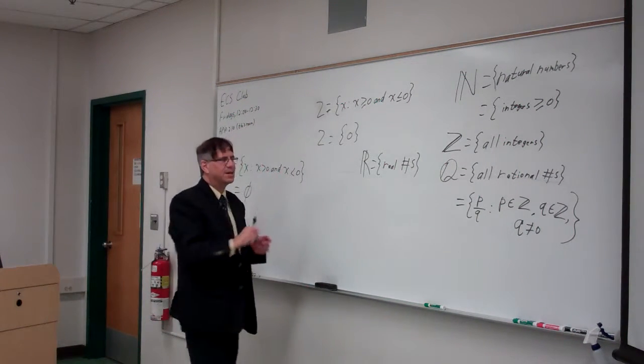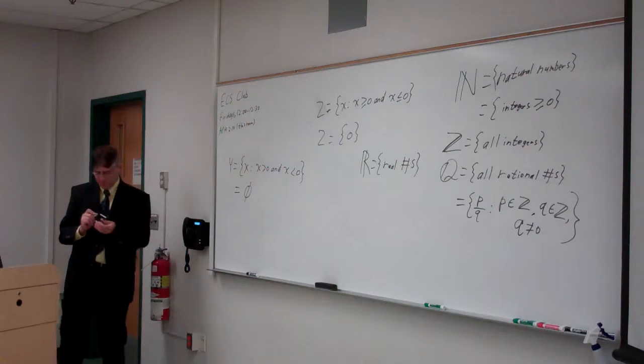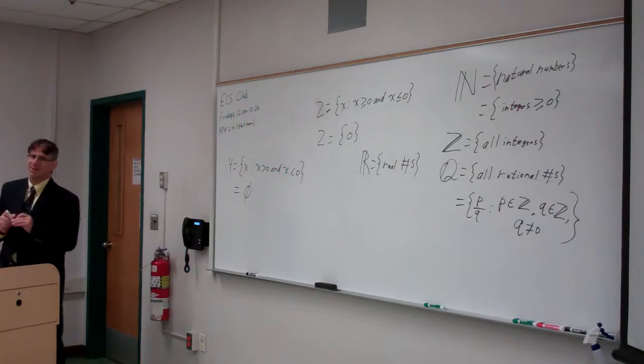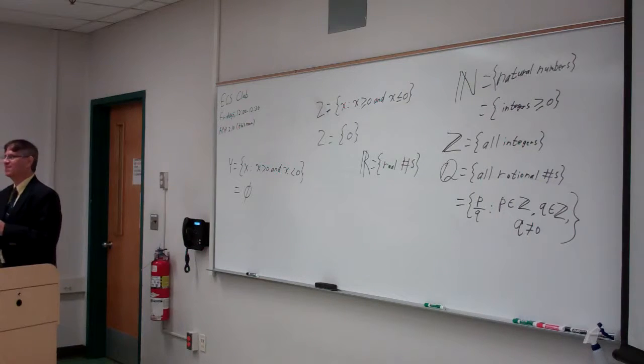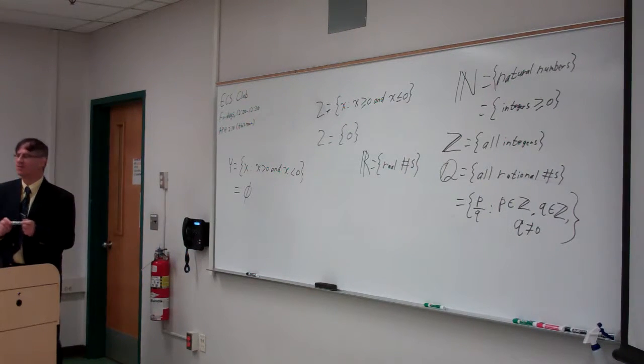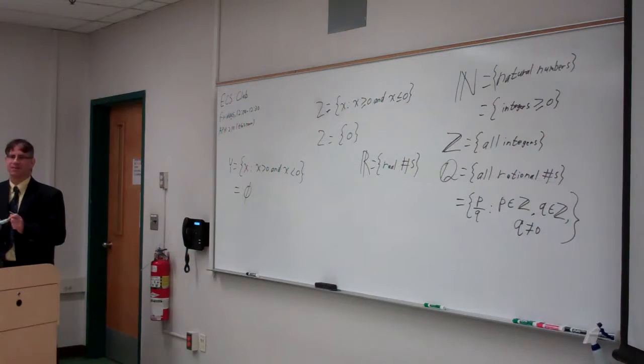What's an example of a non-rational number, or an irrational number? Pi. You can't write pi as a fraction. You can approximate it as 22 over 7, but you can't write it exactly.